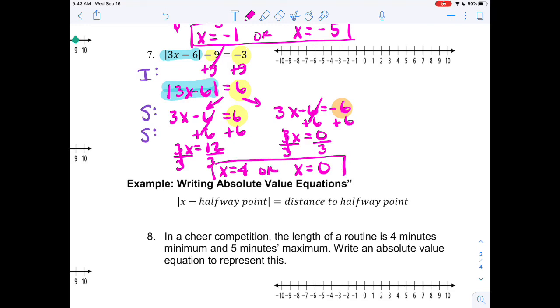We can plot these solutions on our number line. We have 0 and we have 4.